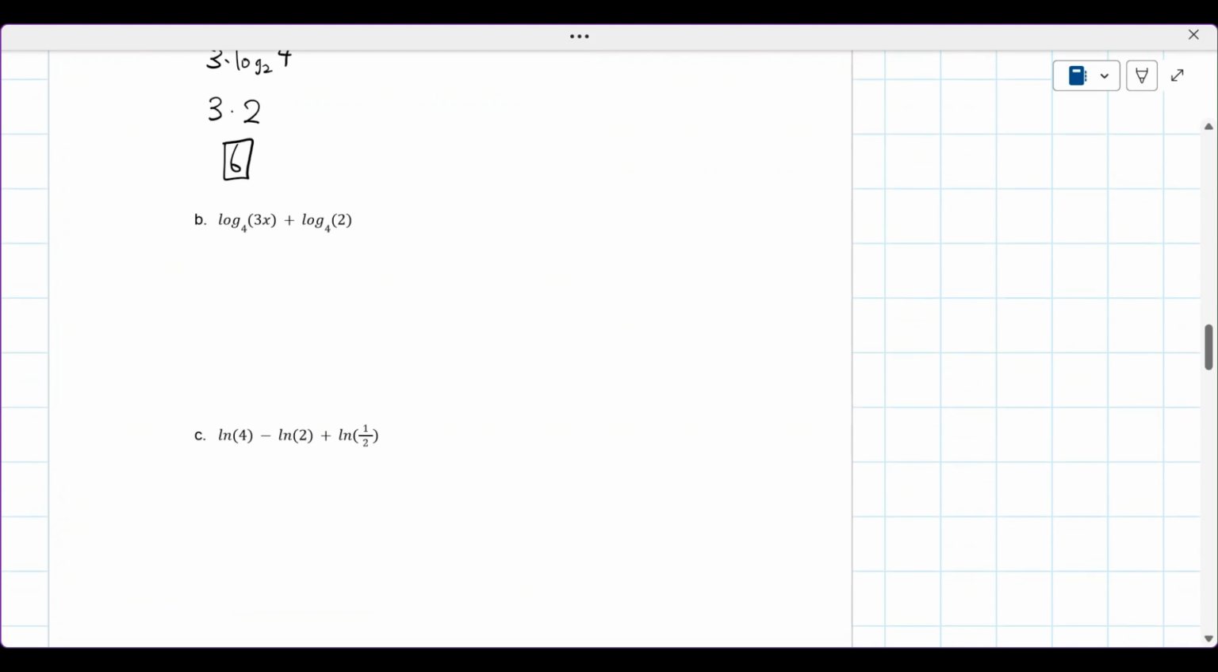Log base 4 of 3x plus log base 4 of 2. This one, it seems like we're using the product law, which means that if you have the sum of two logarithms with the same base, we can multiply the insides together. So it's going to be log base 4 of 3x times 2, which is log base 4 of 6x.